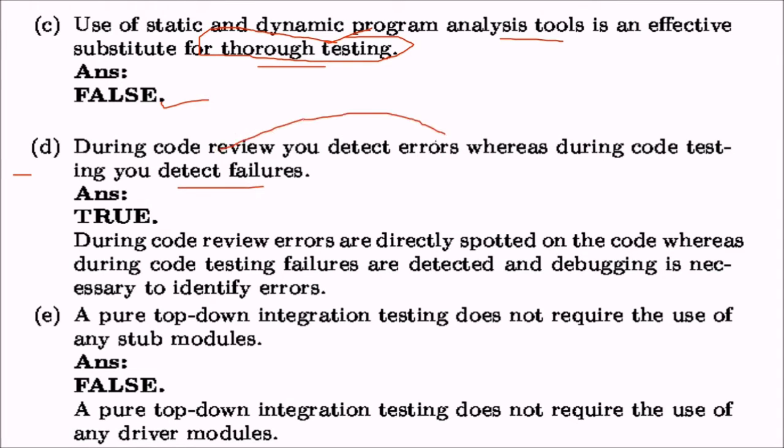D: During code review, you detect errors, whereas during code testing, you detect failures. This is absolutely correct, or true, because during code review, errors can be directly spotted in the code. Whereas during code testing, we detect the consequences of these errors, which are the manifestation of errors, the failures, and then we debug, because it becomes necessary to identify the errors.